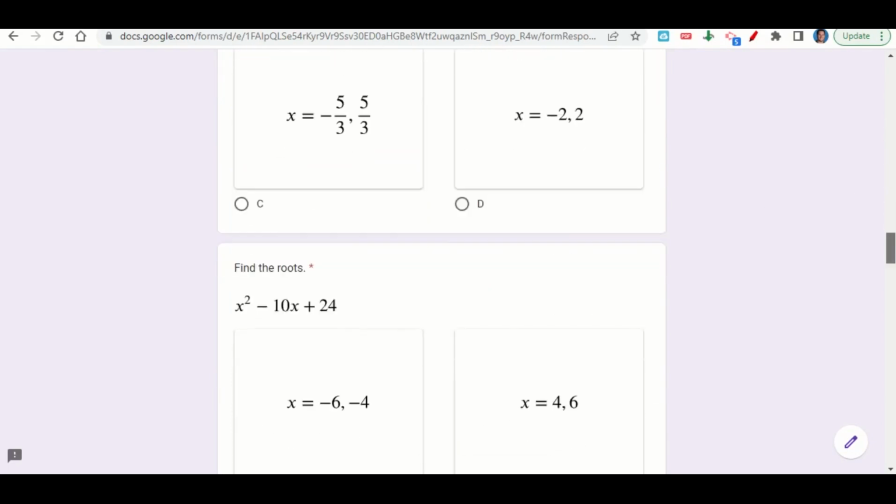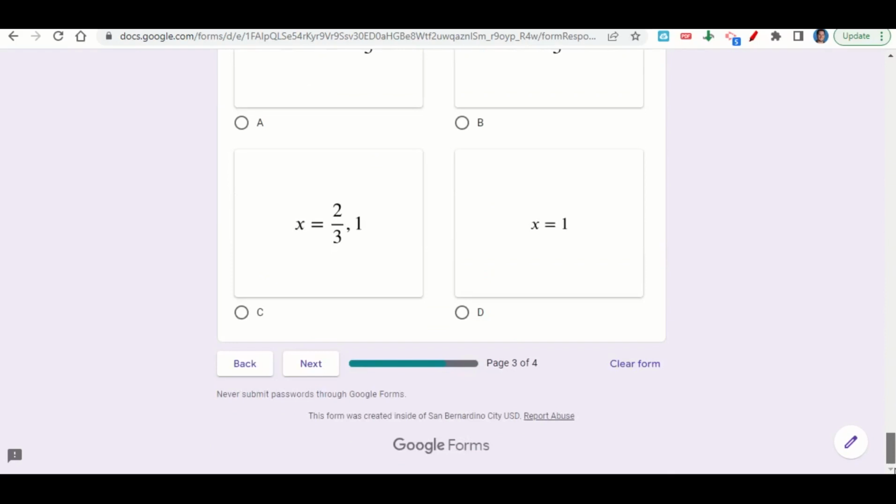So we'll go ahead and do that for each of these until we get to the end. Once you get to the end, go ahead and click Next. This will take you to your Before You Go. Go ahead and fill out your Before You Go and then submit your work on Google Classroom.